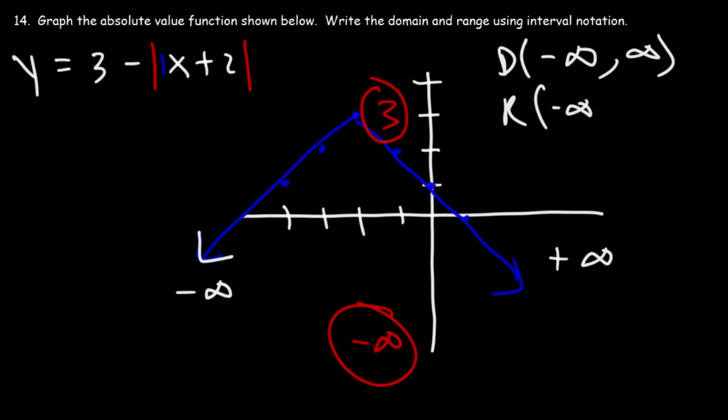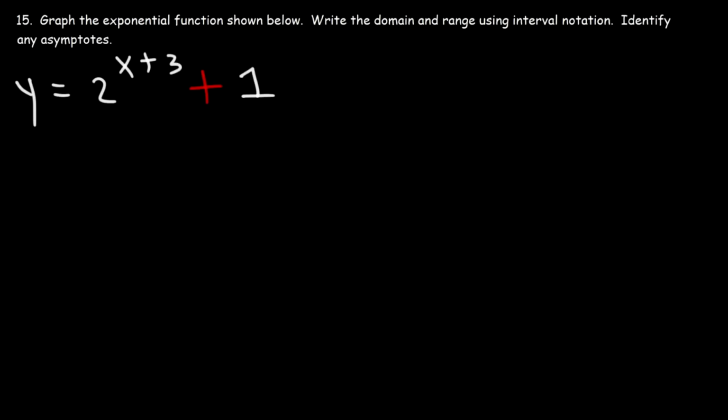And always put a parenthesis next to an infinity symbol. Now, because 3 is included, we're going to use a bracket, because if you plug in negative 2, you'll get 3 for y. And so that's how you can write the domain and range from a graph.